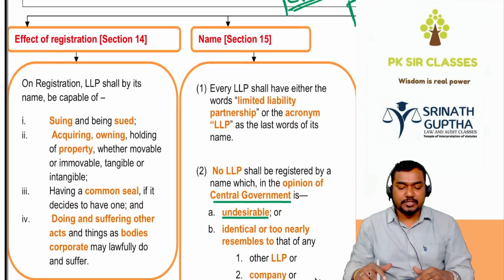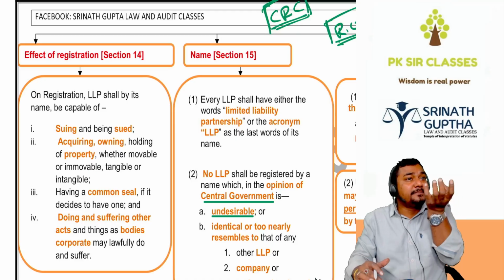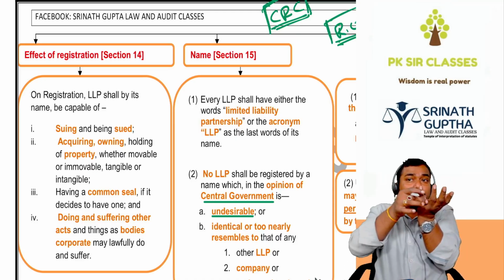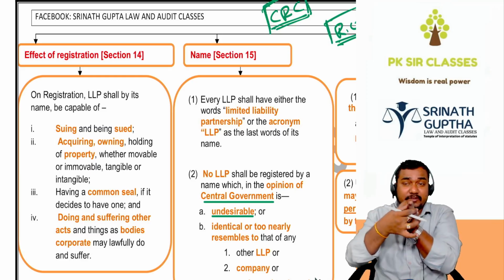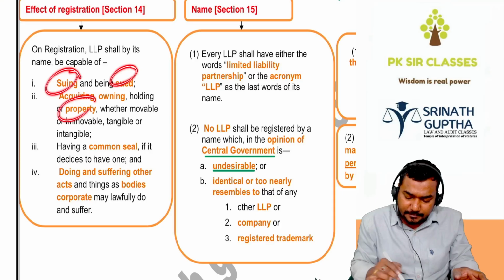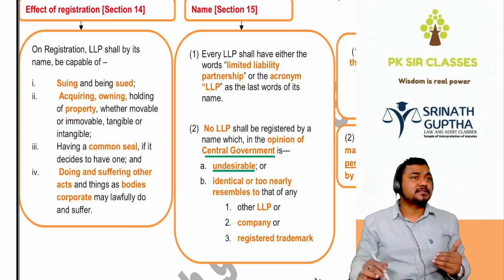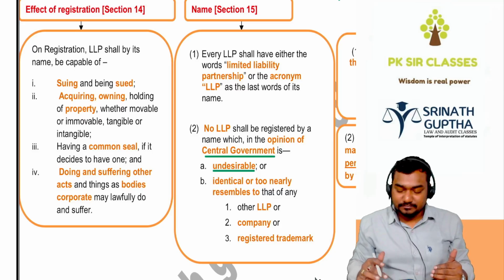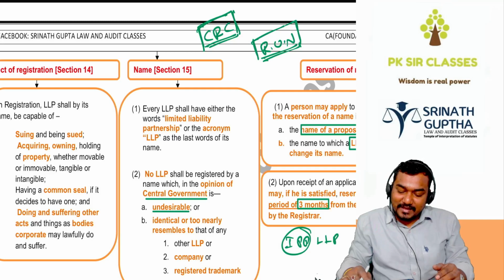Effect of the registration, section 14. It is like section 9 of the Companies Act. Once an LLP takes its birth, it becomes a body corporate. It can sue. It can be sued. It can have property. It is different from the partners. है ना बच्चों? Sue, be sued, have separate property. It can have a common seal. It can do everything that a natural person can do, except marriage.